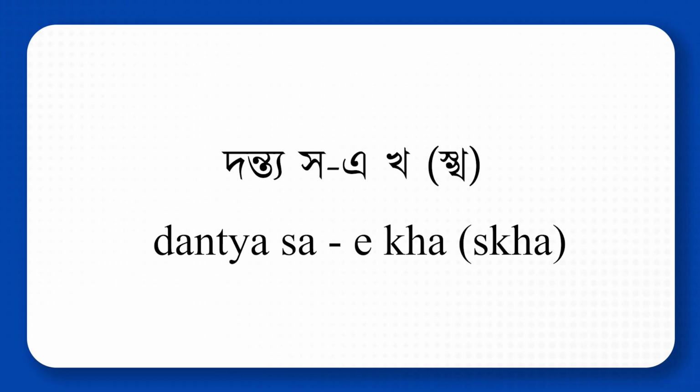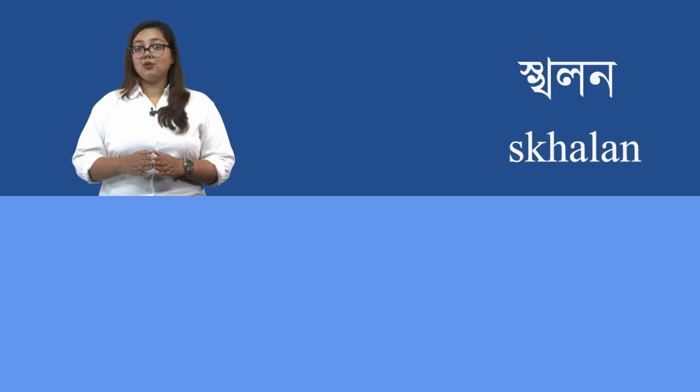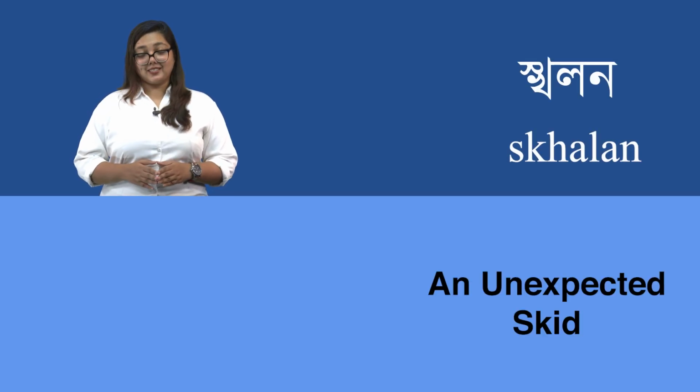The third conjunct is Donte Shoe Khoi. In this conjunction, we can see that Sho and Kho are creating a new cluster. Please notice that they form a shape where Kho almost manages to retain its actual shape, but Donte Sho fails to do the same. Bangla word skholon means an unexpected skid.